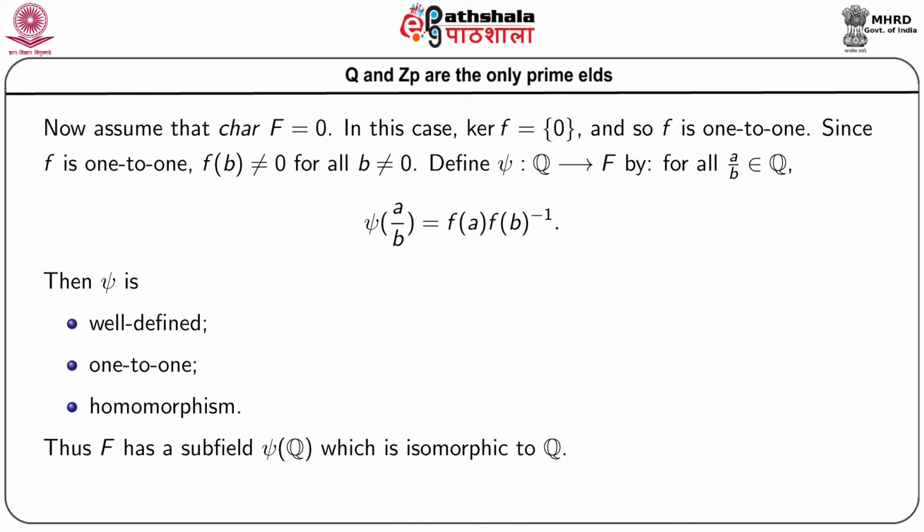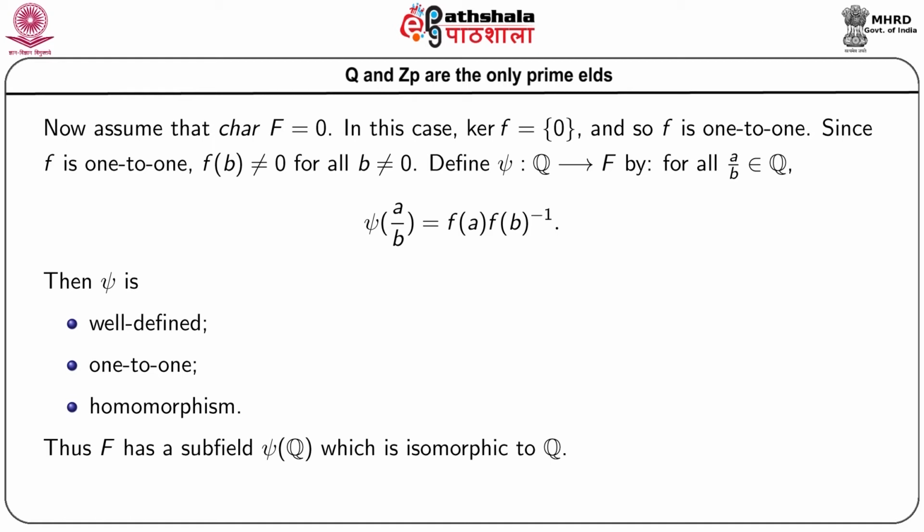Now, assume that the characteristic of F is equal to 0. In this case, the kernel of F contains only the 0 element, and so F becomes 1 to 1. Since F is 1 to 1, F(b) is non-zero for all b not equal to 0, which helps us define a mapping psi from Q into F by psi(a/b) = F(a) F(b) inverse. Again note that F(b) is non-zero, so F(b) inverse exists in F.